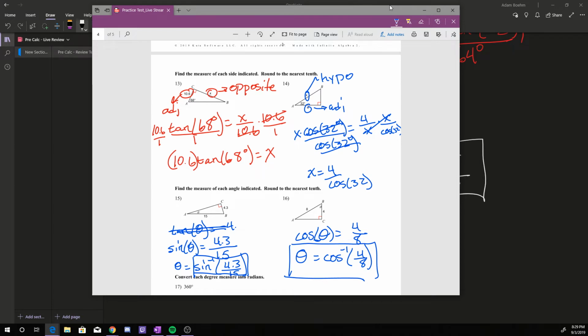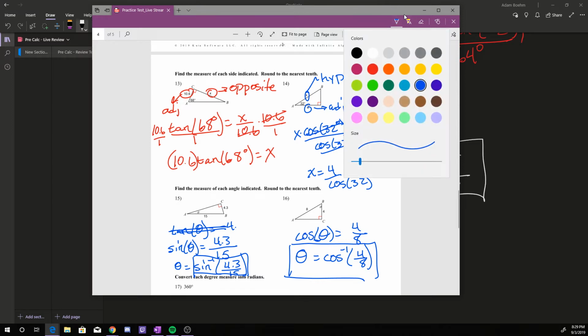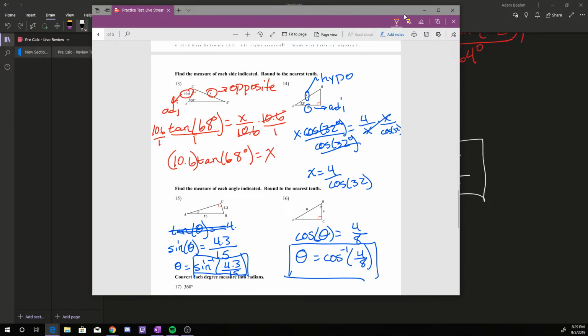For that math, if that confuses you, we had cosine of 32 is equal to 4 over x. This x and this cosine of 32 just switch places. That's all that happened. So this x goes up here. This cosine of 32 goes down there.